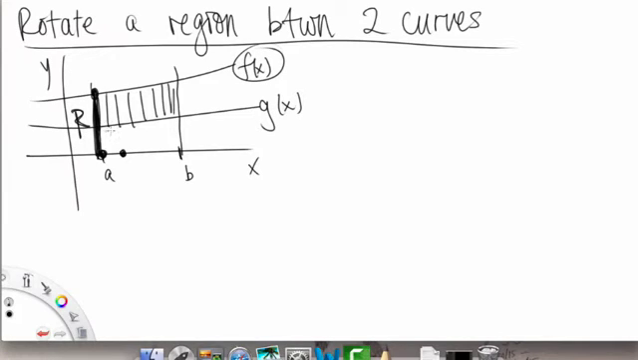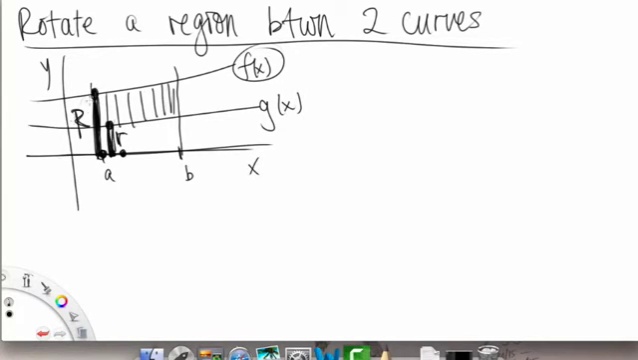Okay, and then if we start again at the x-axis, our axis of rotation, then the lower, or the lesser radius, is our g of x. Okay, that's the shorter function here, the shorter as in the closest to the x-axis, or to our axis of rotation.